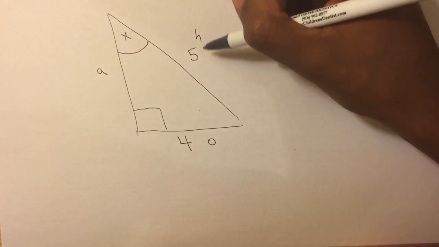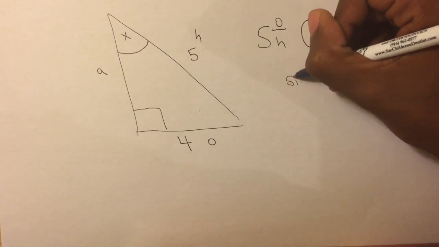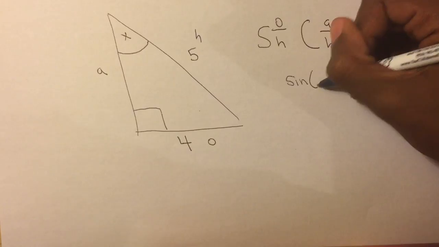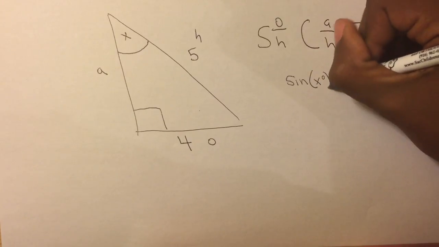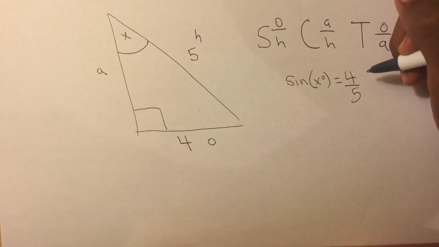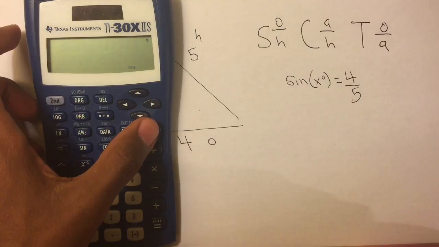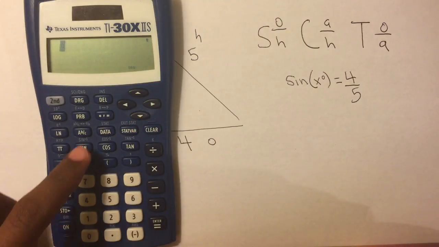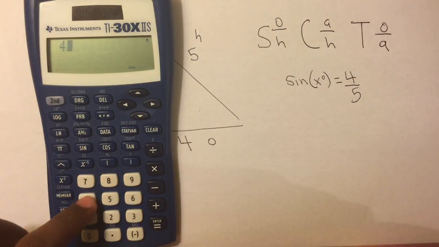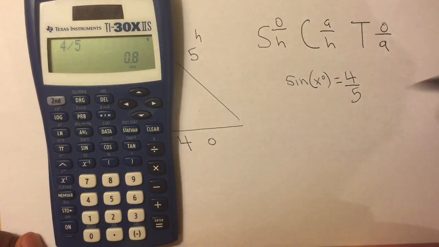So let's see. 4 and 5 is O and H. O and H, as you can see, is the S, which is sine. So you'd write sine of x equals 4 over 5, which is O and H. So you take out your calculator, and you would divide 4 and 5. And you would get 0.8.